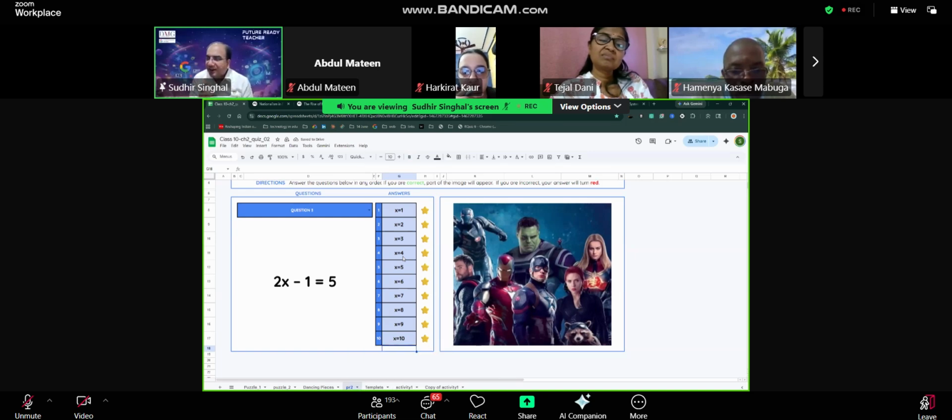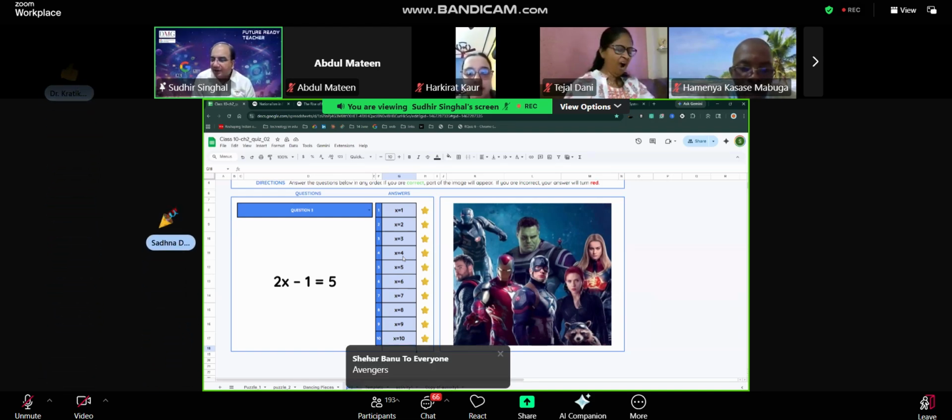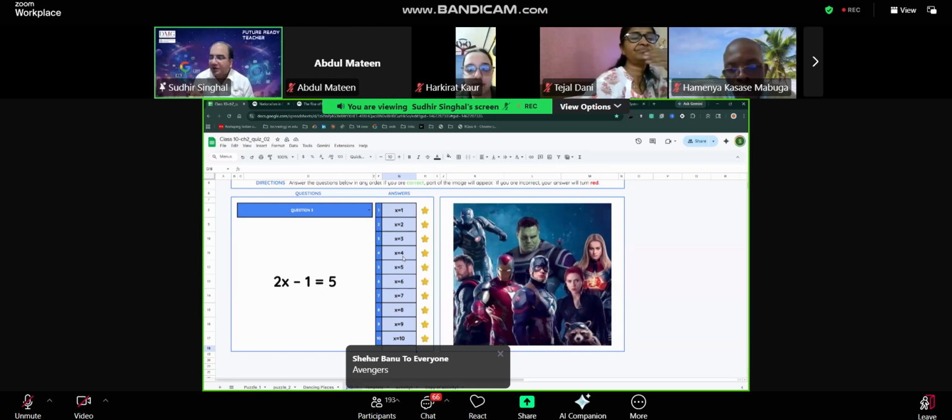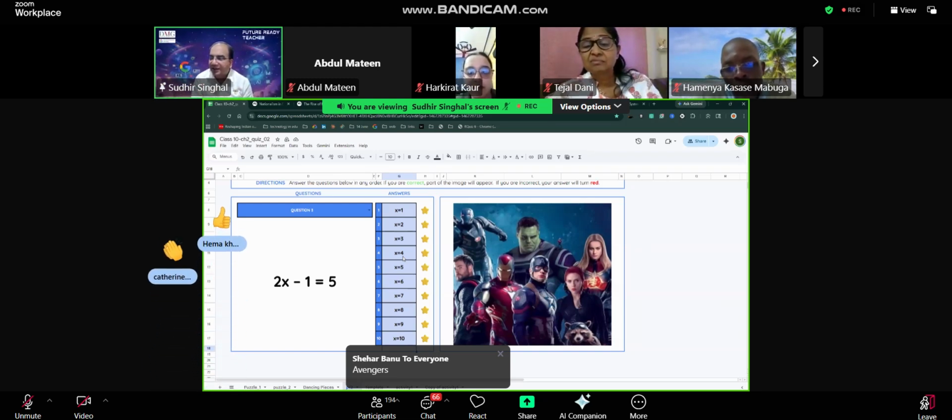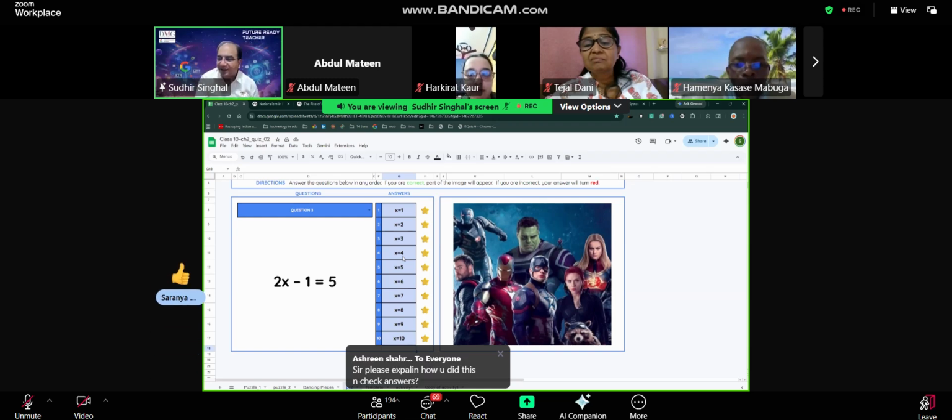Have you ever used Google Sheet like this? Don't you think students will be more engaged to solve questions like this? They will be more curious to know what image will come. In fact, in a class, if you're using it as a quiz, you can divide a whole class into 2 teams and say the team who is going to reveal the image first will get the bonus point. Now then see the engagement. Those students who are not answering in a class, they will also become very active. This is how you can do this.